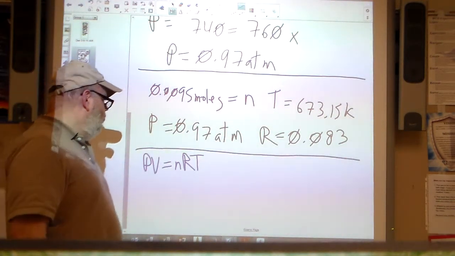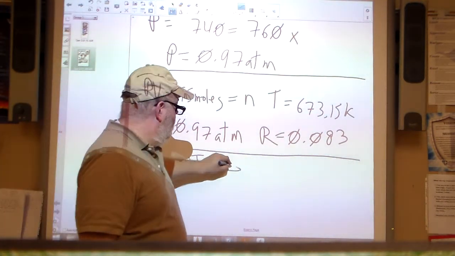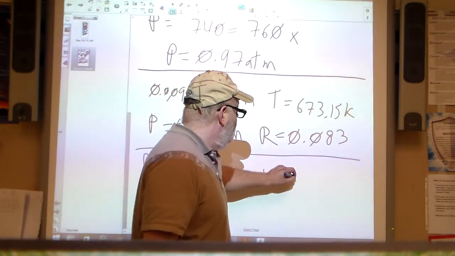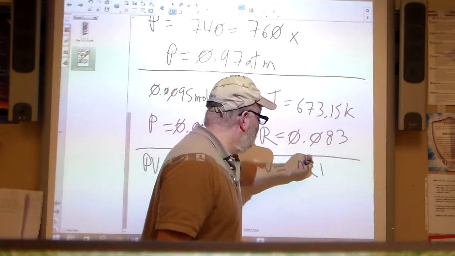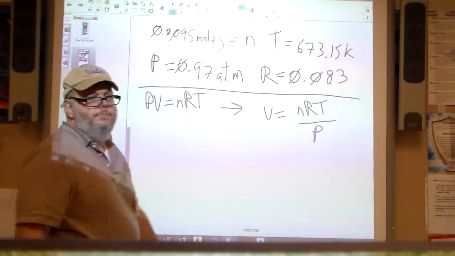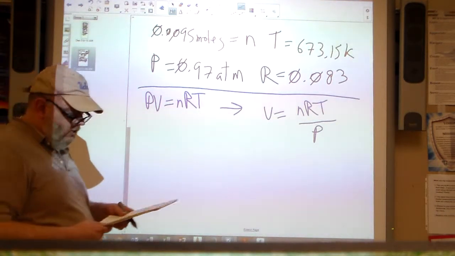So we've got to get volume by itself. This is where we'll say, I'm drawing the arrow, and I'm going to say V is equal to nRT over P. So that's the formula we're going to use as we're winding this down, because we are in fact winding this down.